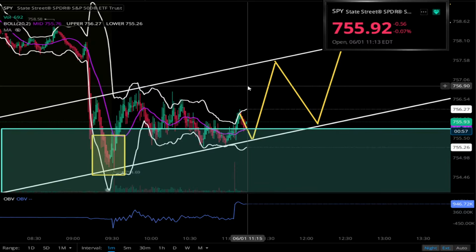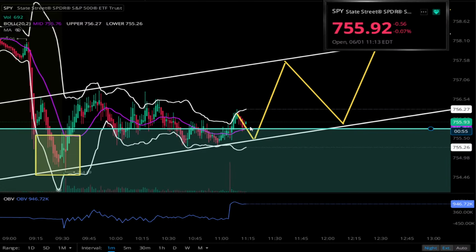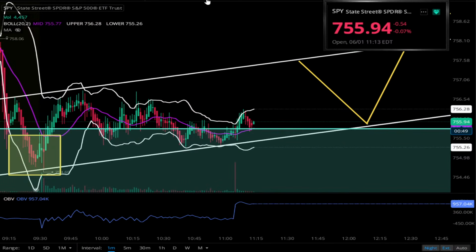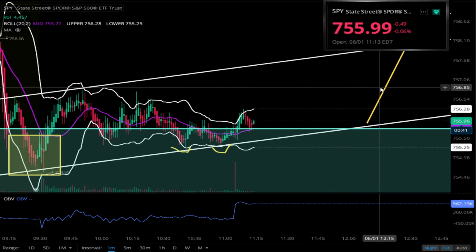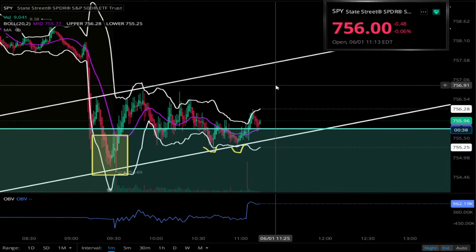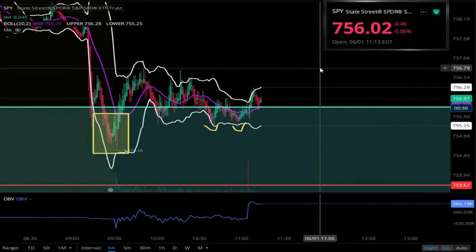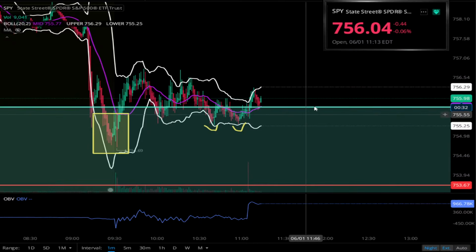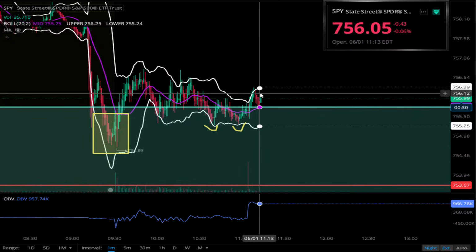Okay, so this level right here is super crucial because if we break out, then this turns into a double bottom. But if we break down, then we're going to the 5 wall. So today, this is a super, super crucial level here.